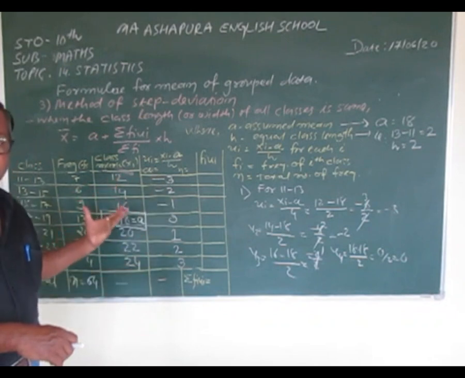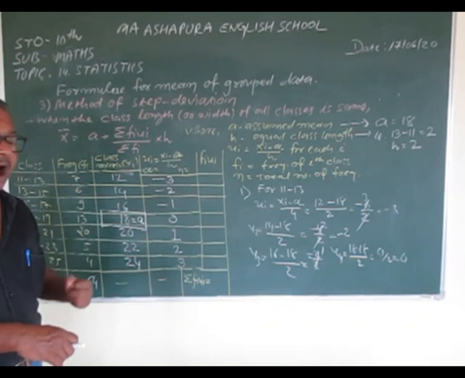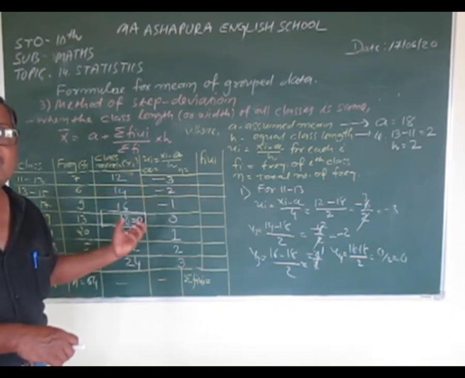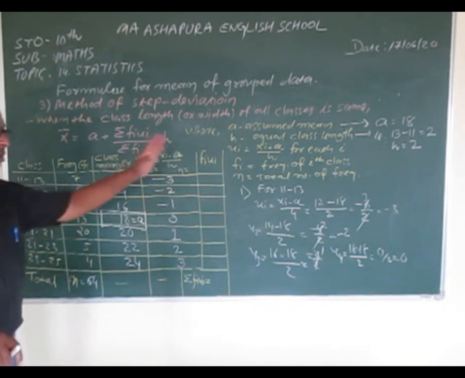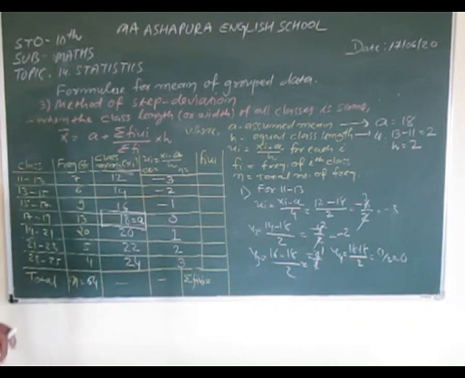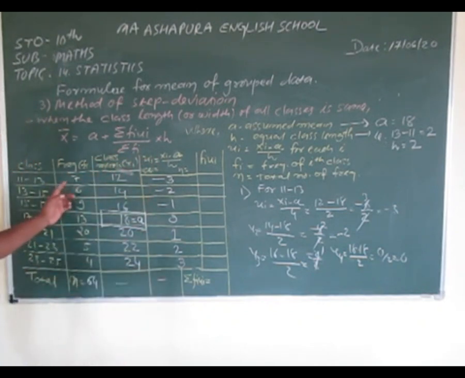Now compare all three methods yourself and decide how it is a very useful, convenient and important method. Now for the final column, fiui. So take the frequency from the second column and ui from column number 4. Now take the product of both of these and write it down in the last column.